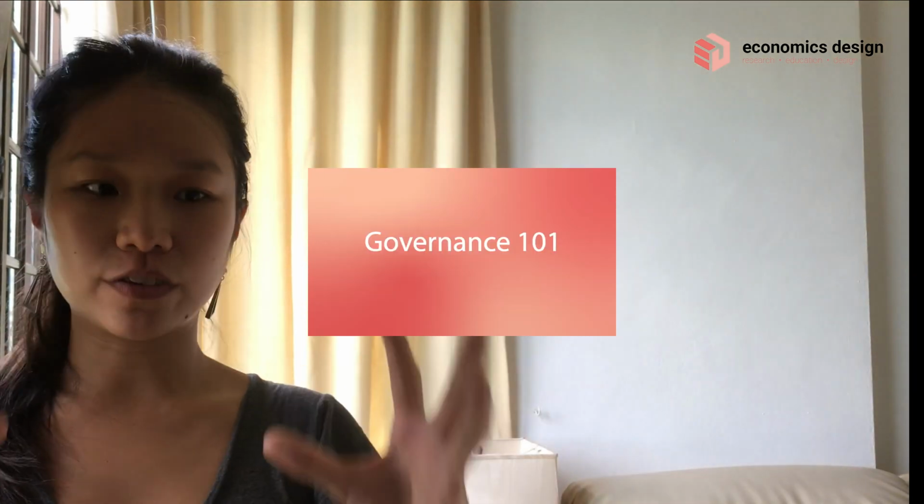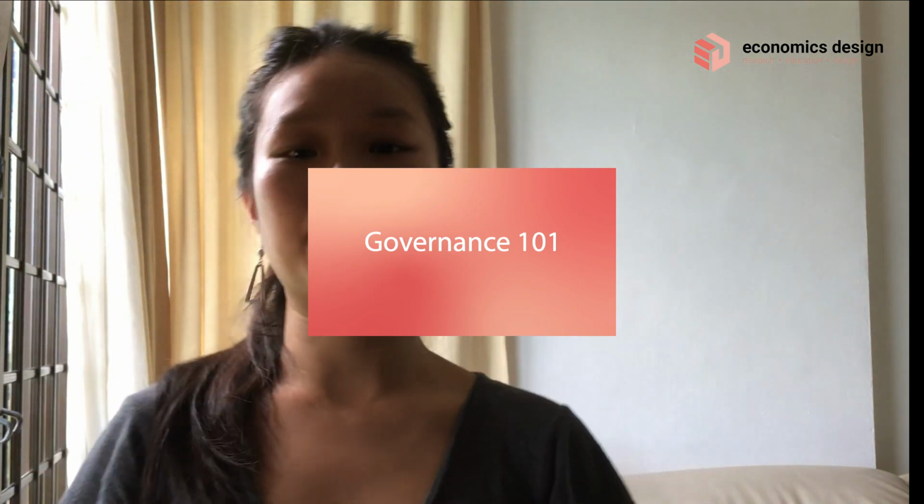Okay, so let's move on to the second part. How do we govern? The governance of supply and demand. Why do we need to govern supply and demand? Because it affects our logical decision making.